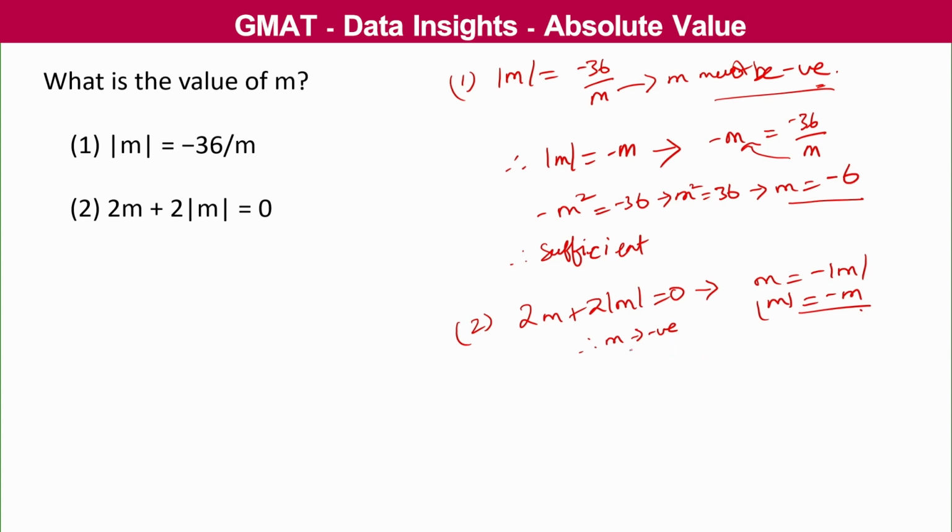We can only say that yes, it's negative, but we cannot calculate the value of m from this given statement. Therefore, it is not sufficient to answer the question. Our answer is option A, where statement 1 alone is sufficient, but statement 2 alone is not sufficient to answer the question. Let's look at the next question now.